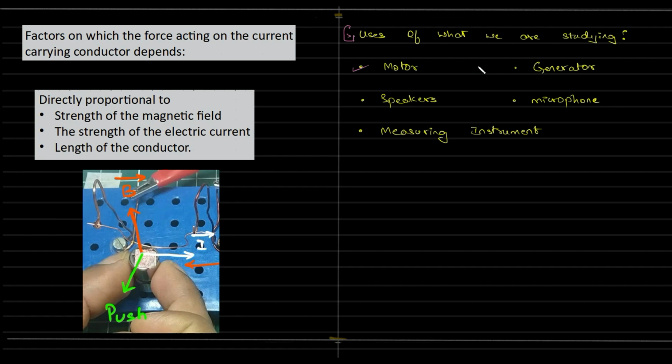And the usage is your motor, generator, speakers, microphone, measuring instruments. Okay, so this is not per se listed in your syllabus, but you can write this as well. How do they use it? That's a different video altogether. Maybe if I can put it in your syllabus, I'll try to do so. But this thing, you have to list it down. Okay, so pause and write it off.